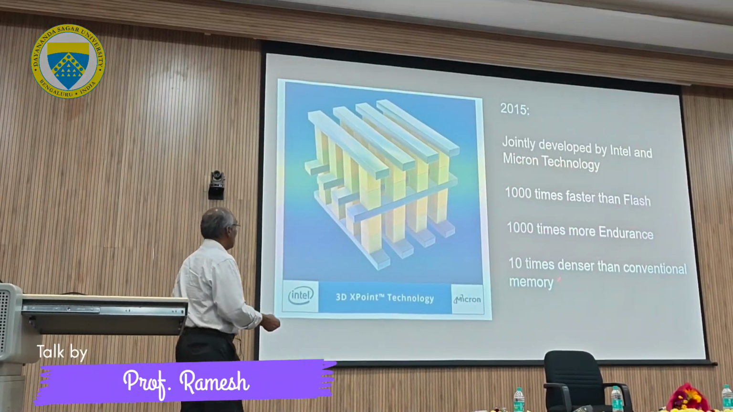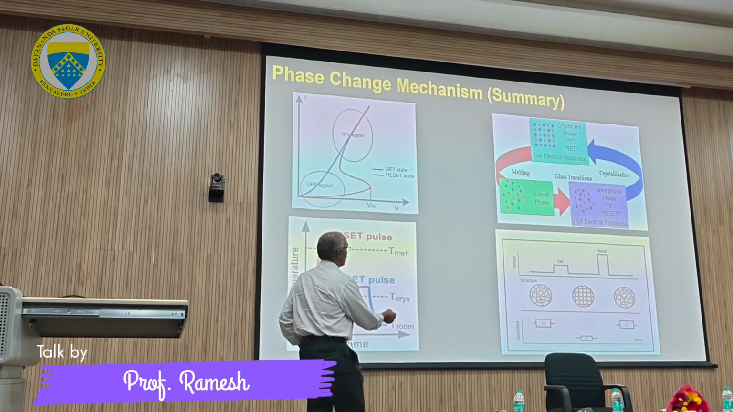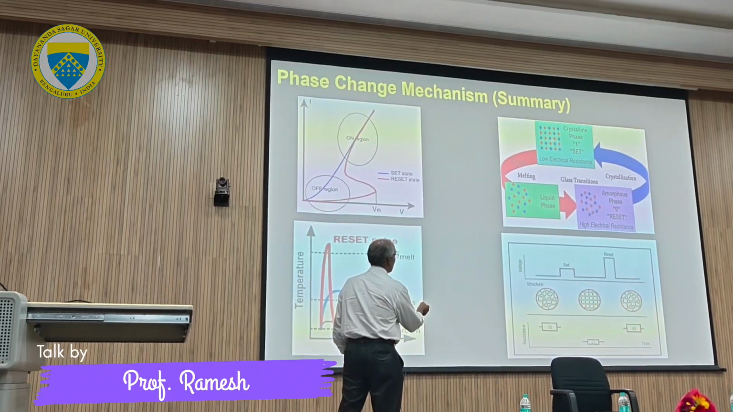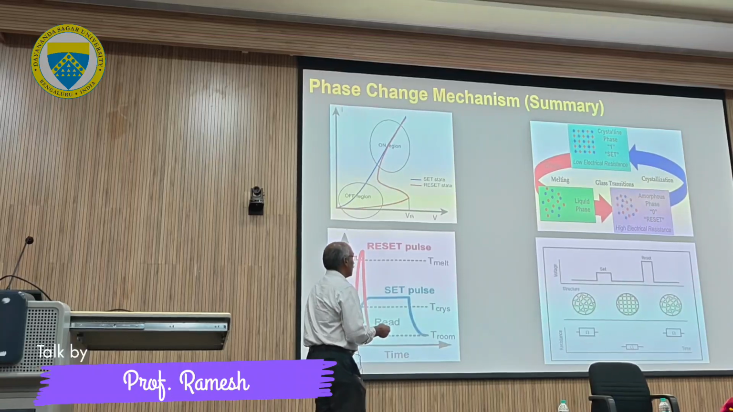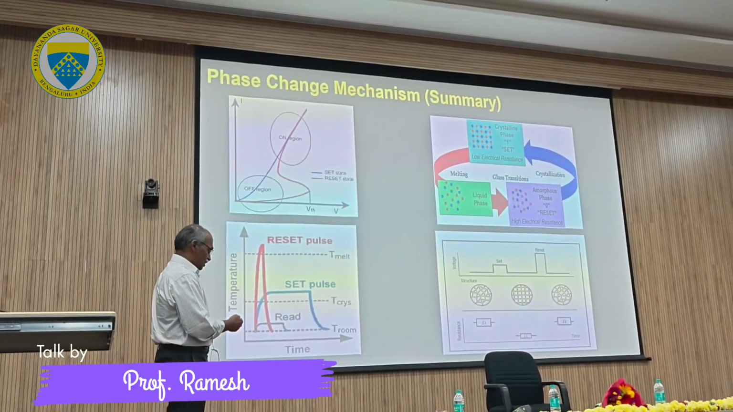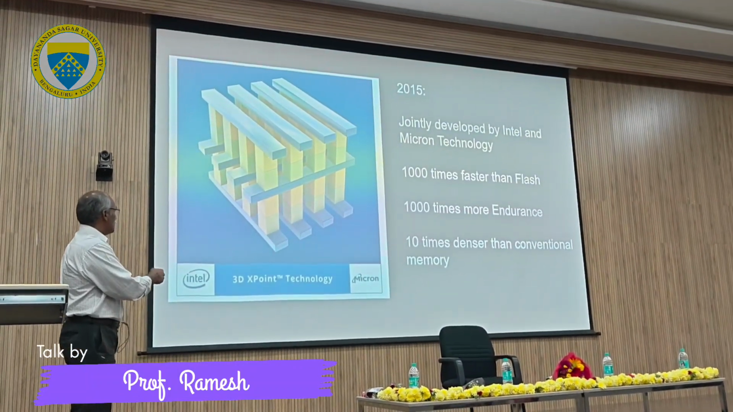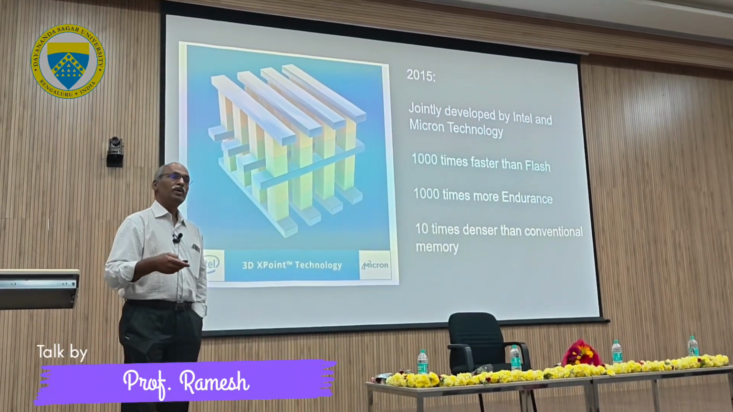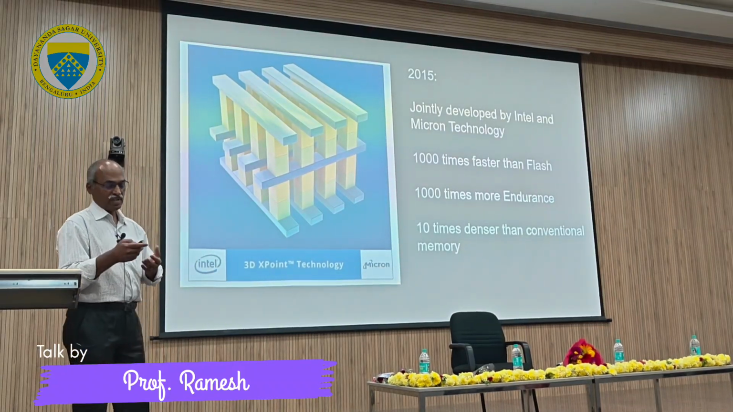So in summary, you have an amorphous material. You can apply a set pulse, crystallize it, and write the information. You can melt and quench it to erase the information. These are all non-volatile, as I said. These are all available in the market now as electrical memories, but people are still trying to increase the endurance, repeatability, storage temperature, and many other things.